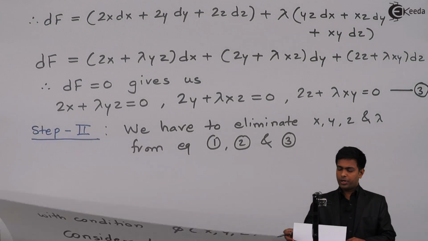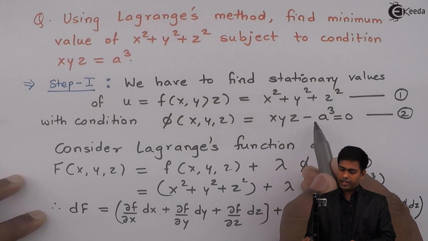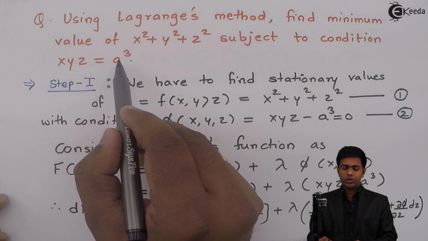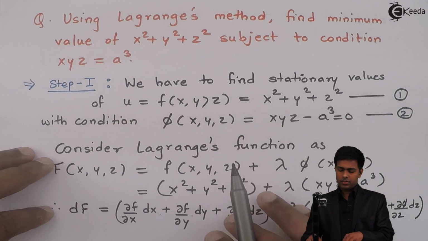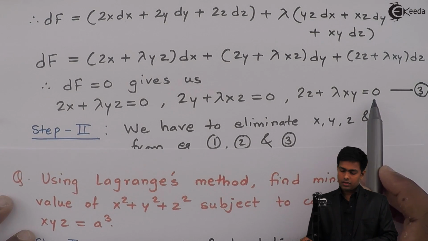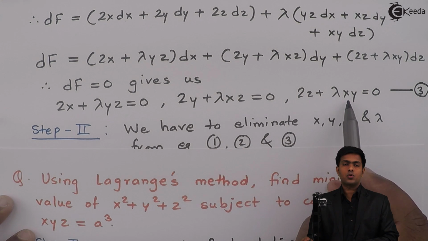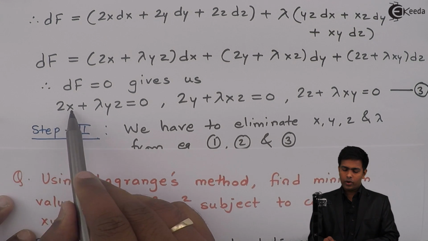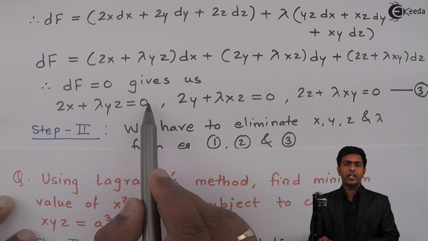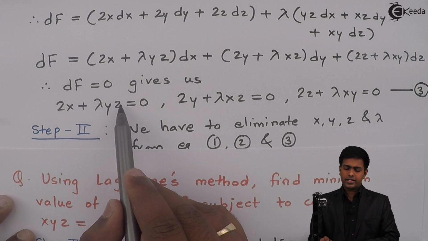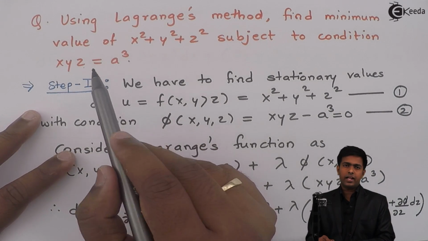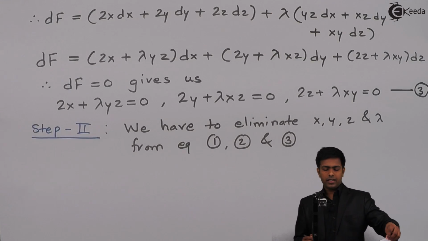But if you observe equation number 2, here we have xyz minus a cube equal to 0, or xyz equal to a cube. So what I can do is multiply these three equations by x, y and z respectively, because then we'll get 2x square plus lambda xyz. When I get xyz over here, I can substitute xyz as a cube and then we can get further equations.